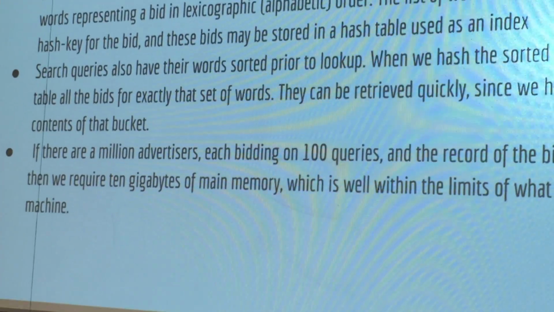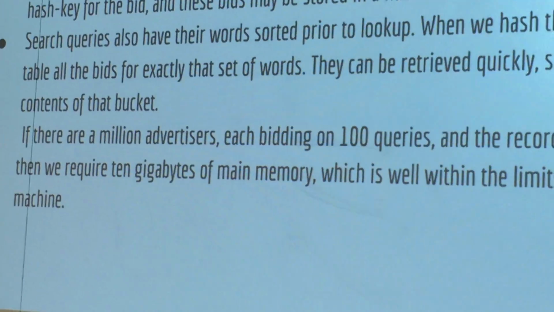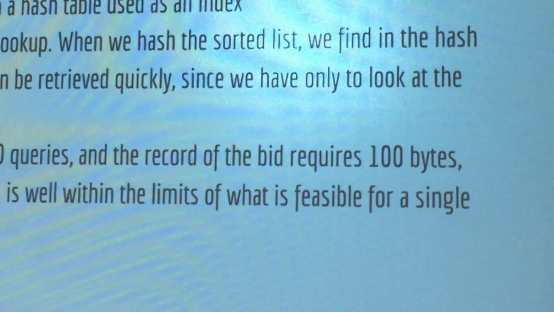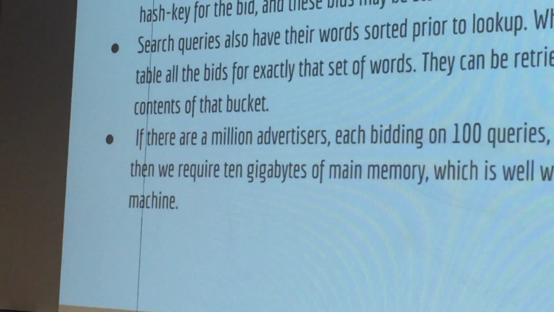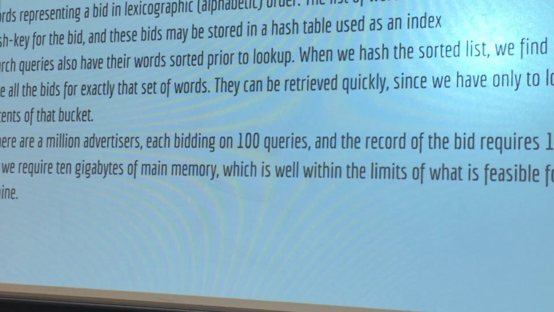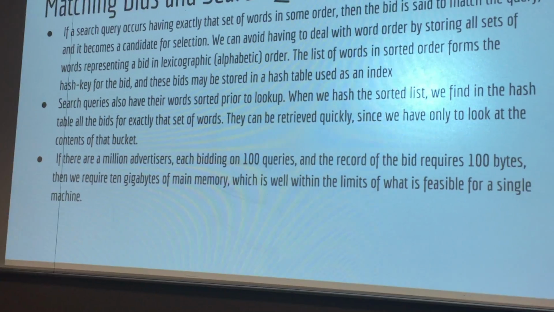If there are a million advertisers, each bidding on 100 queries, and the record of the bid requires 100 bytes, then we require 10 gigabytes of main memory, which is well within the limits of what is feasible for a single machine.